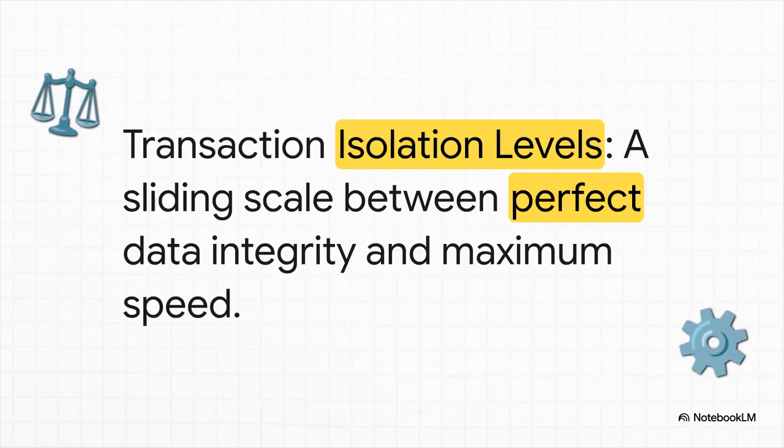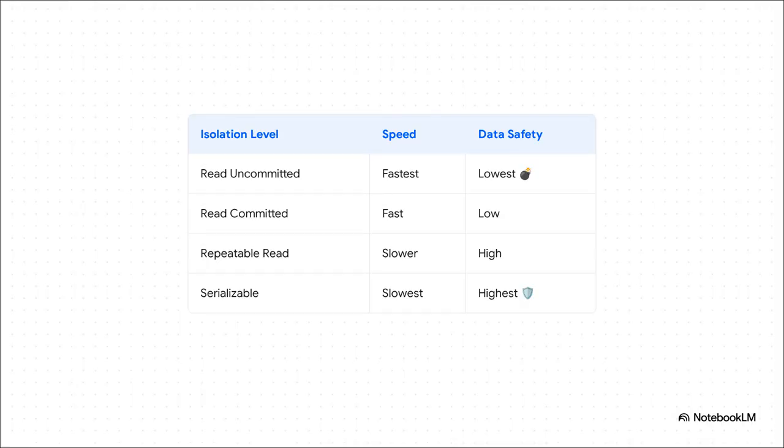So how in the world do we solve this? The answer is transaction isolation levels. But, and this is a big but, there's no free lunch here. This is a fundamental trade-off. You can have perfect, bulletproof data integrity, or you can have maximum speed and throughput. You can't have both. And this table, well, it just lays out that trade-off perfectly.